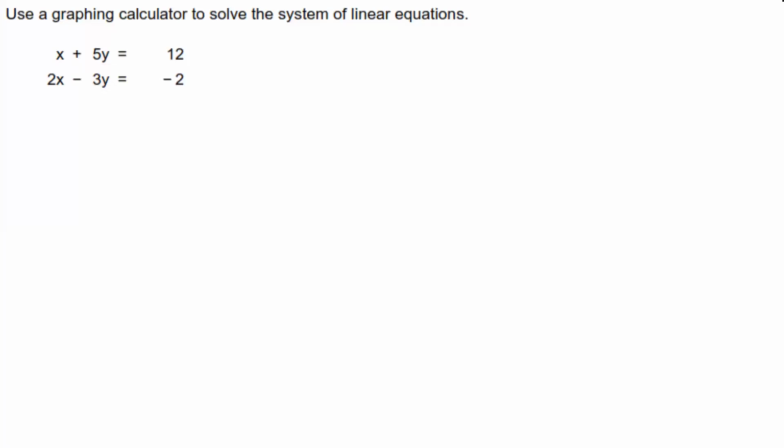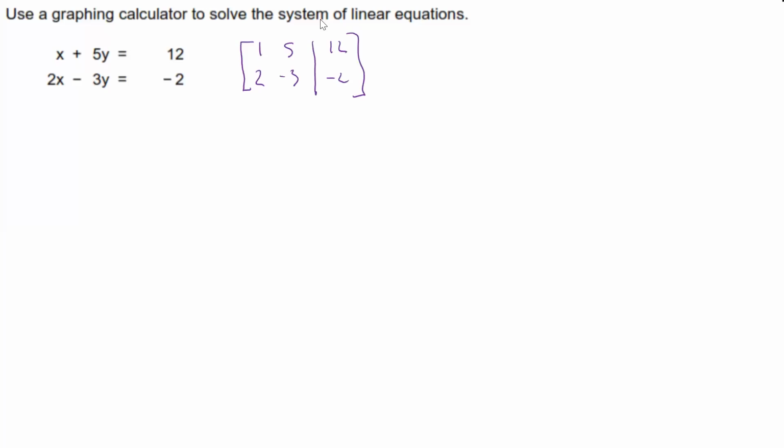All right, now it says they want us to use a graphing calculator to solve the system of linear equations. So things we need to do, we first need to figure out what we're going to type into our calculator. That's going to be a 1, a 5, a 12, and a 2, a minus 3, and a minus 2. That's what we have to type into our calculator to start with. And then from there, we can see what the calculator tells us is our answer. So let's move over to the calculator.